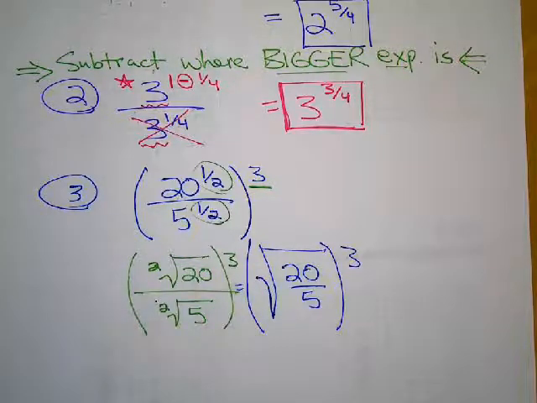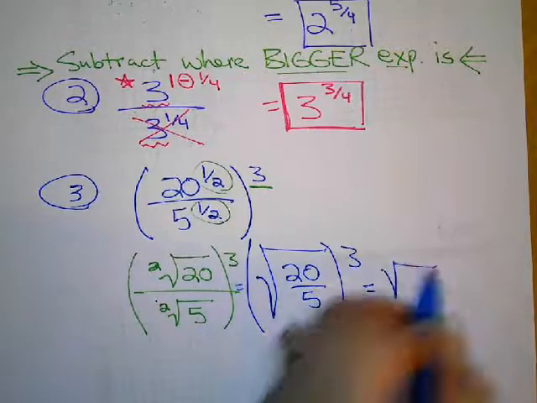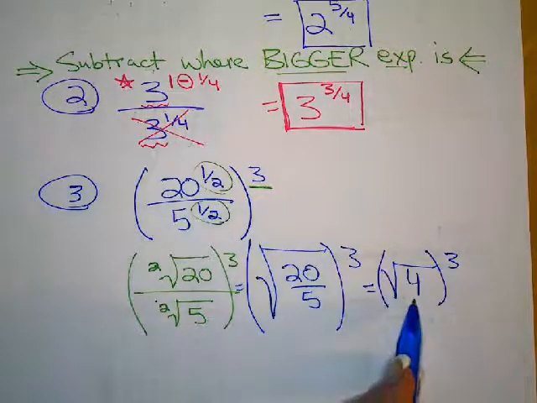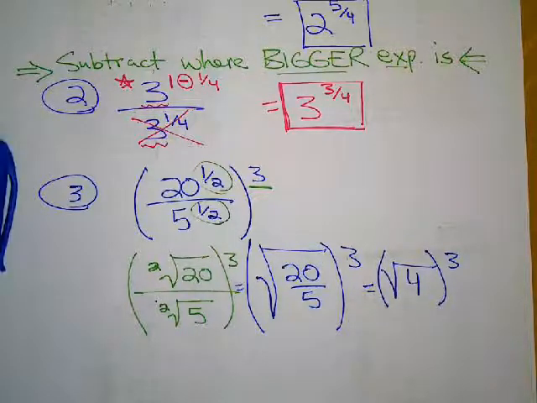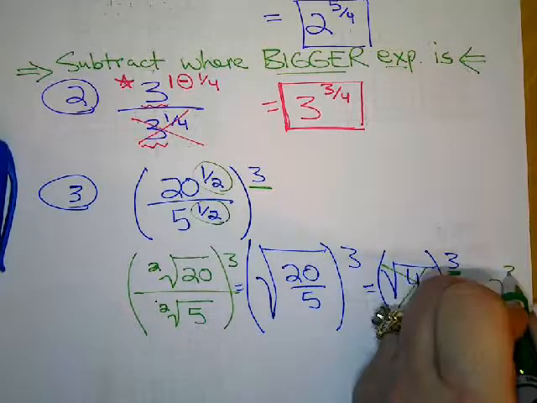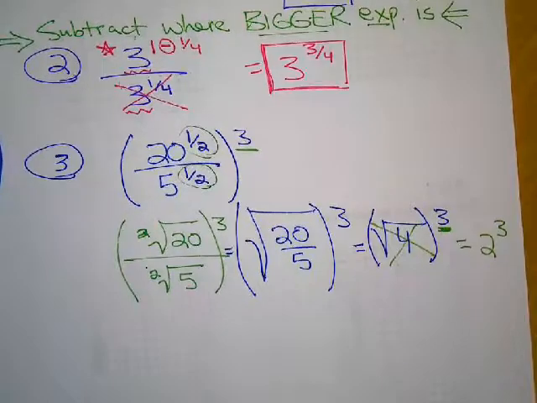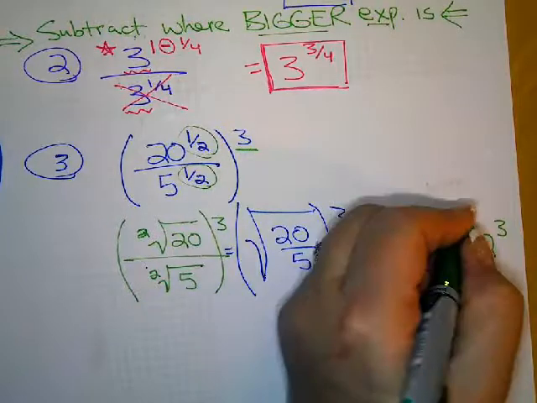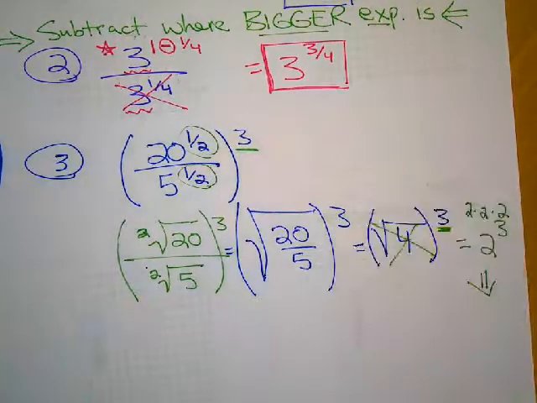And if I think of 20 divided by 5, can I do the math? Yeah. What's 20 divided by 5? 4. Square root of 4 is really what number? 2. So this right here breaks down to be a 2. I still have a cubed here. And 2 cubed is really what number? 2 times 2 times 2. 8? Is that what I heard? Yes. Very good.